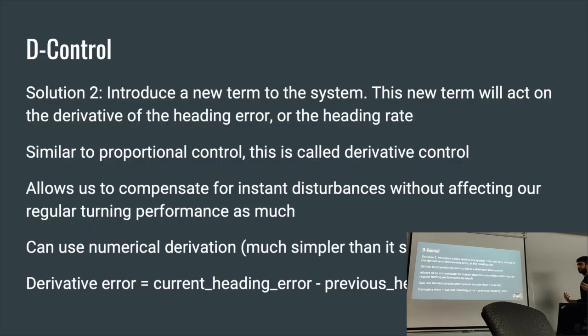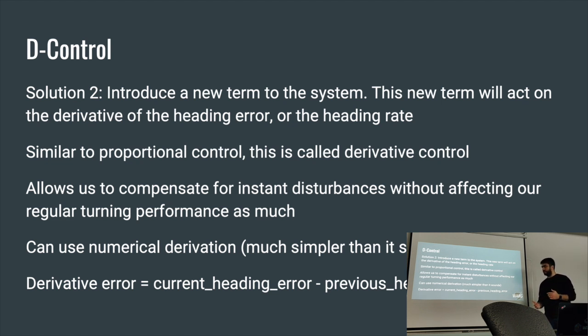Yeah, so D control. Let's introduce a new term to the system, okay? This term will act on the derivative of the heading error, or the heading rate, right? So this is similar to proportional control, but it's called derivative control. It sounds pretty fancy. It's really not. It allows us to compensate for instant disturbances without affecting regular turning performance as much. So what I mean is, say you just want to do a 90 degree turn, you'll be able to do that fairly smoothly. But if some guy kicks your car, you'll be able to respond to that faster than you would when doing a smooth turn. You can use the numerical derivation. I misspelled that over there.